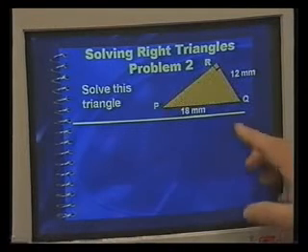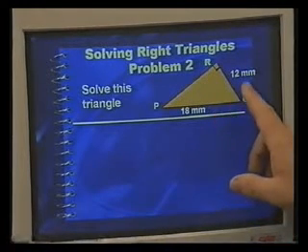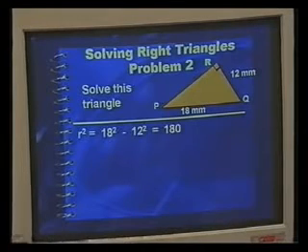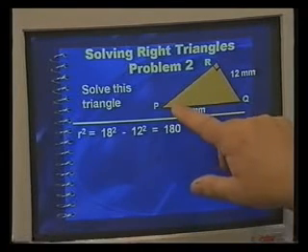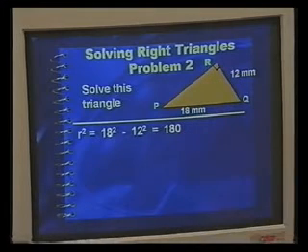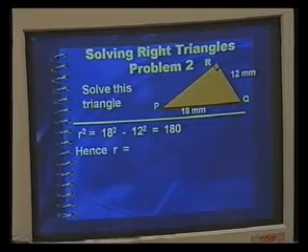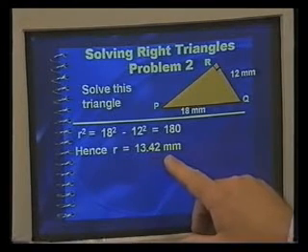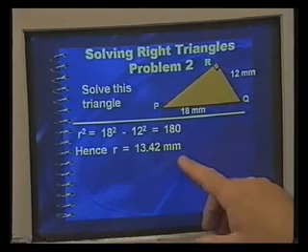Here we've got a triangle with two sides given, but we don't know anything about these angles. Again, we use trigonometry. First of all, we want to find the remaining side there by subtraction using Pythagoras. We get I squared equals 18 squared minus 12 squared, which becomes 180. Then I is the square root of that, 13.42, correct units, millimeters.